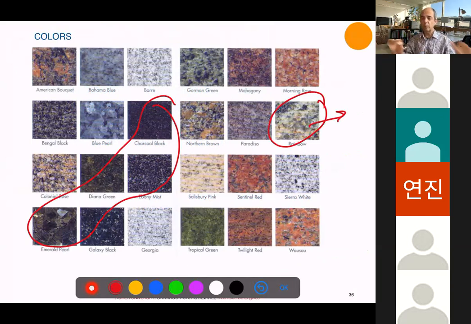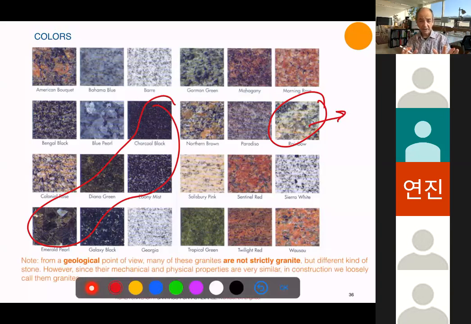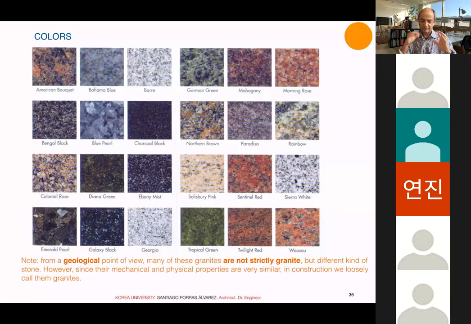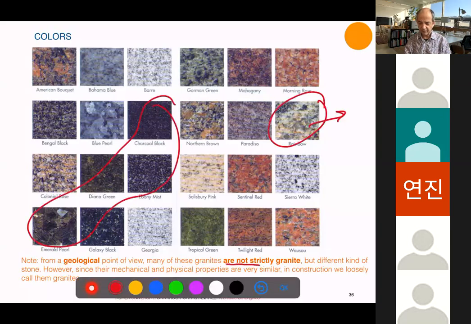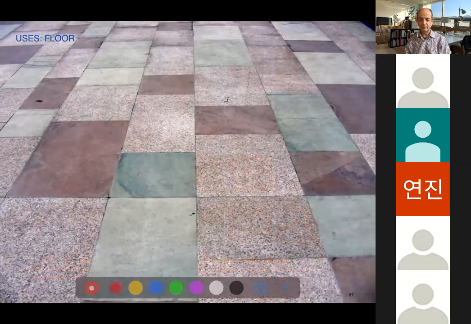But we don't worry, we're not geologists. What we are interested in is the look and the characteristics of the stone. So in terms of mechanical density, aspect, and behavior, it is very similar. So I insist, geologists are not happy with the way we speak about stones, but for us, even if many are not granite, we call it granite, like black granite or rainbow granite and so on.